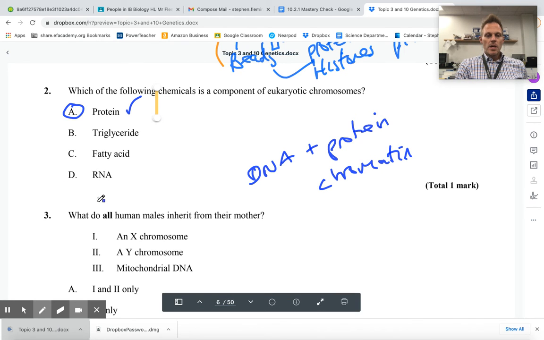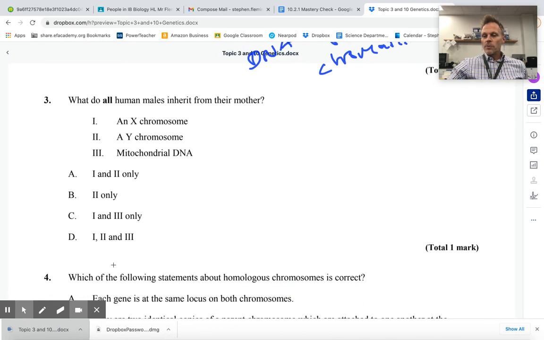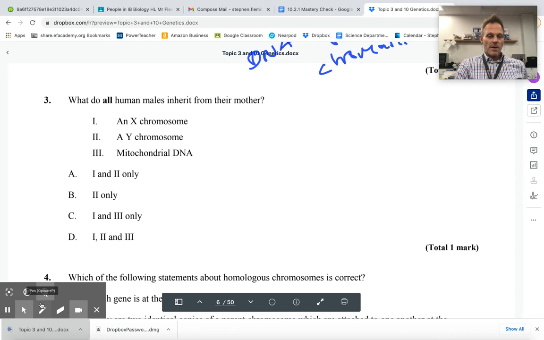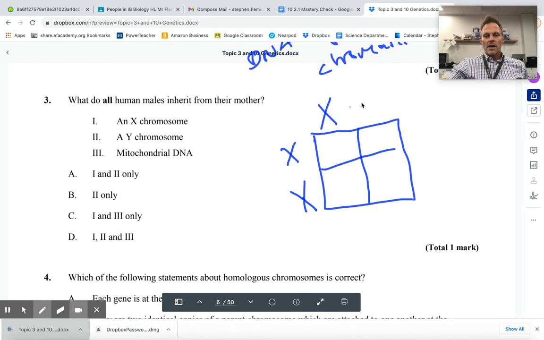Question number 3 says, what do all human males inherit from their mother? So we can just do a Punnett square, right? To see what that is. So we do our little box. We should all be super good at this by now. And if you're female, you have an X and an X. And if you're male, the father, you're an X and a Y.